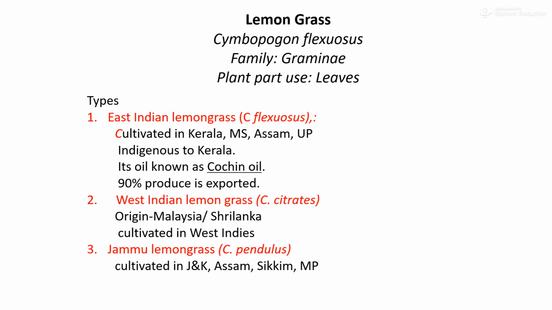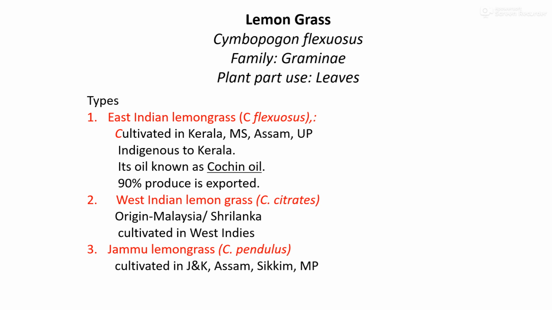Number one, East Indian lemongrass. It is cultivated in Kerala, Maharashtra, Assam and Uttar Pradesh. It is indigenous to Kerala, and the oil obtained from this grass is called Cochin oil, highly demanded, and nearly 90% of what we produce is exported.